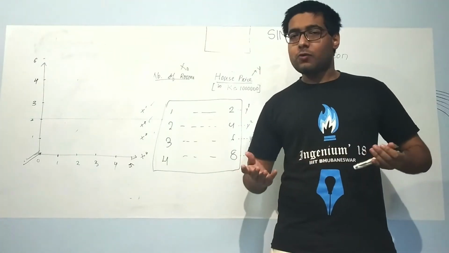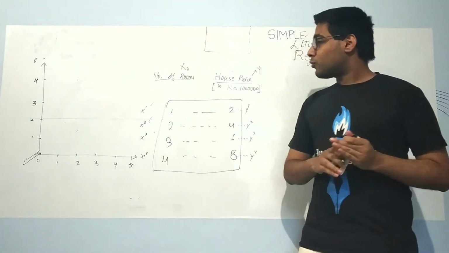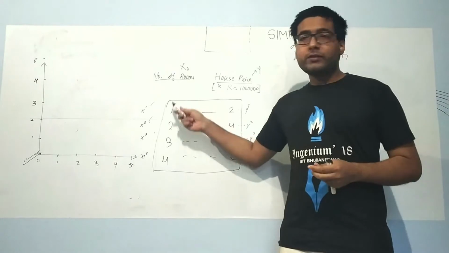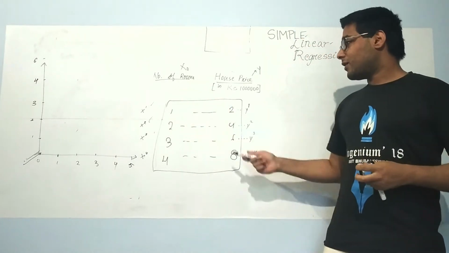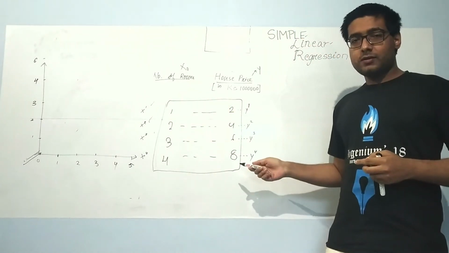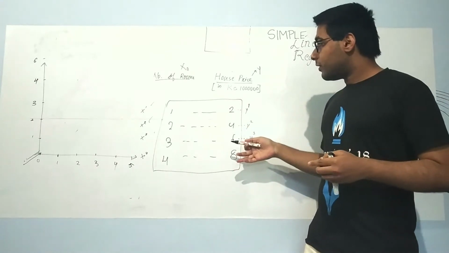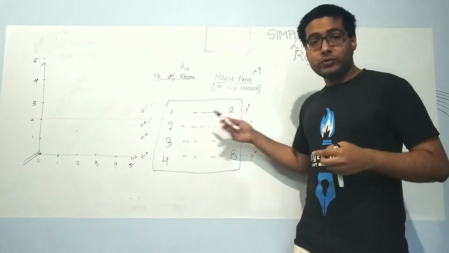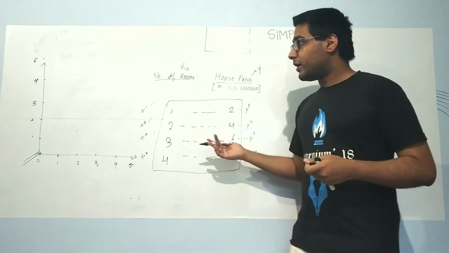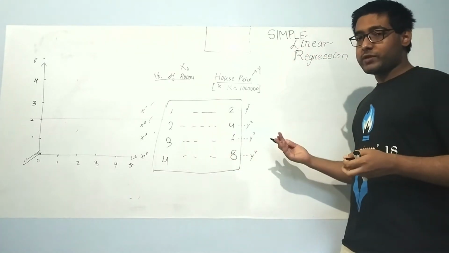So now that we know our problem statement, our problem statement was that given the number of rooms, we have to find out the house price. Let's figure out how to teach a computer to do that. And we'll do that using simple linear regression.